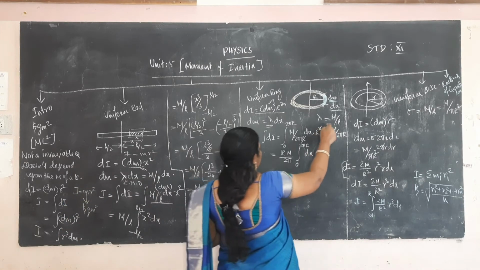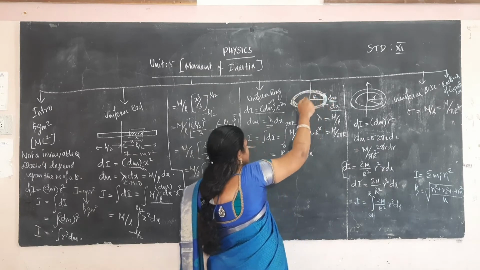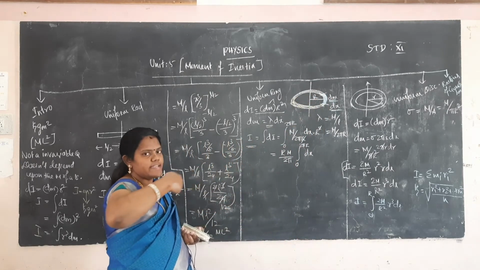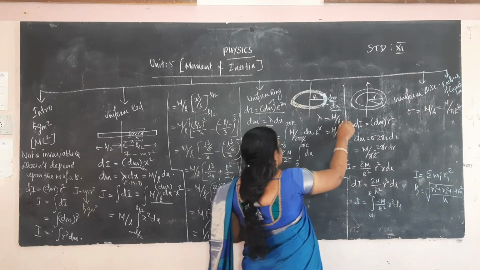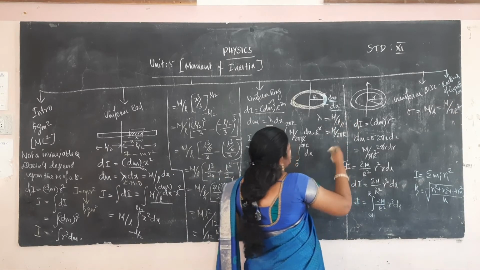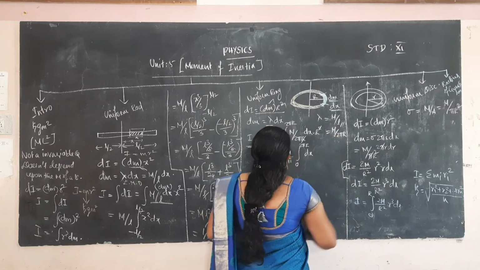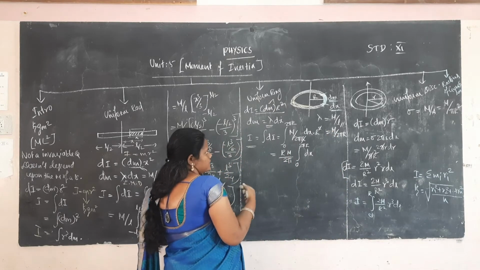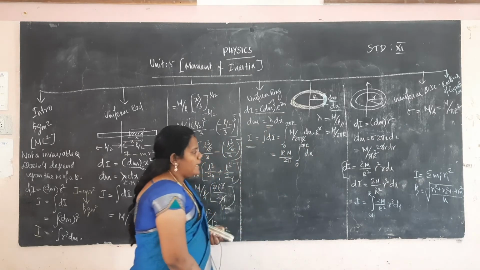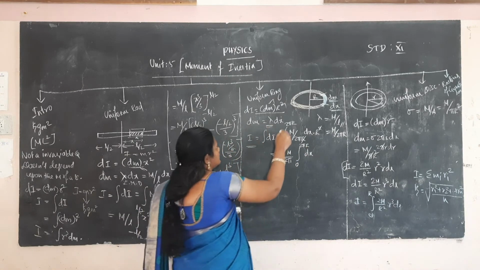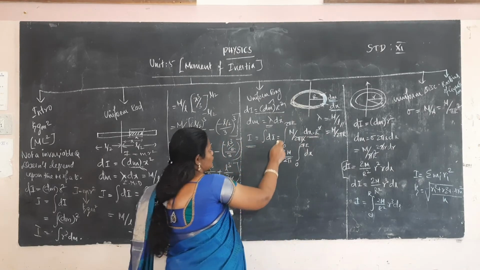So M by L, but unit length is the uniform ring. So the ring, it will be creating the circle. So we substitute the length instead of circumference of the circle. Circumference of the circle is 2 pi r. So M by 2 pi r. So now we substitute that M by 2 pi r value instead of lambda. So M by 2 pi r into dx into r square. Okay. So limit is 0 to 2 pi r.